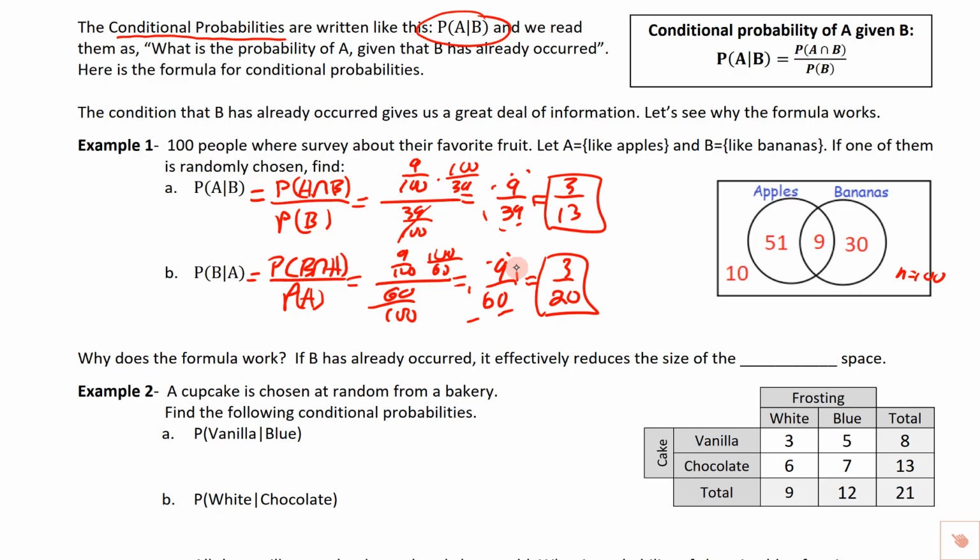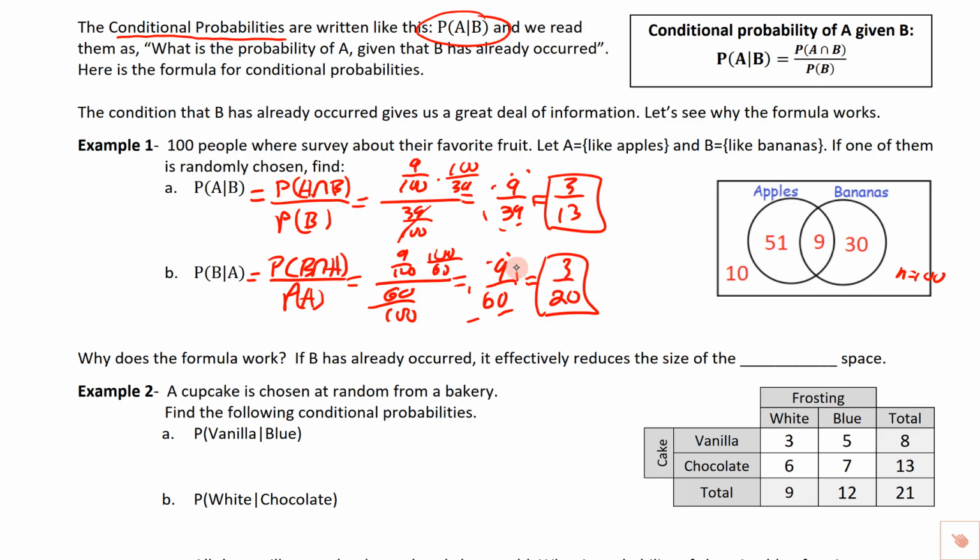Does anybody see a way you could figure that out? What I'm looking for is a 9 over 39 and a 9 over 60 just by looking at the diagram. Okay, hang on one second. Got a couple people. So the question here is, why does the formula work? Here's the answer. If B has already occurred, or if the second one on the list has already occurred, it effectively reduces the size of the something space. I'm hoping that's a pretty easy one to fill in. What's the word? We'll do it in a minute then.